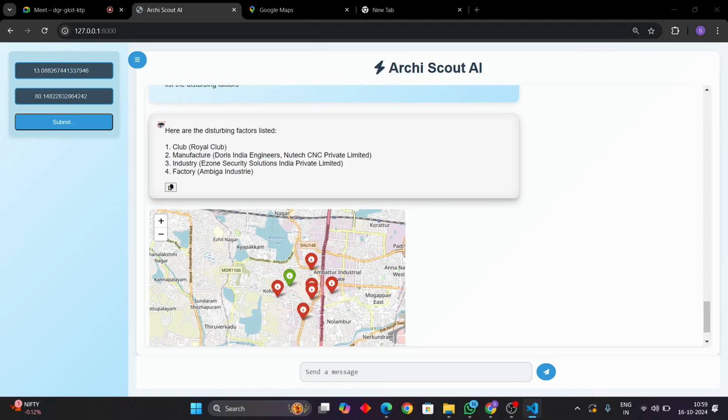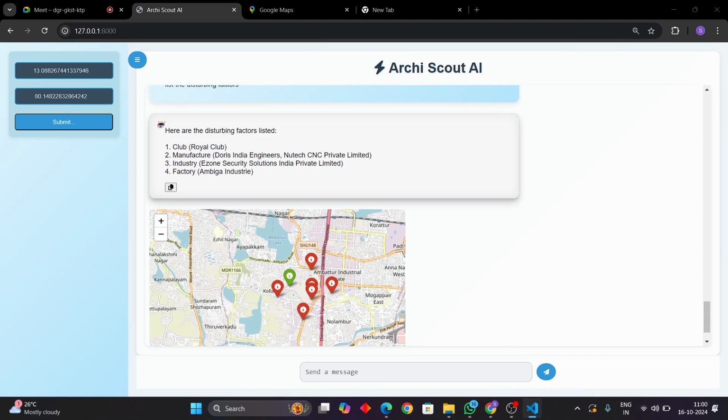So first, as the user has already inputted his latitude and longitude coordinates, we would be passing it to a function. What this function would do is identify all the places near that particular user's coordinate, say, for example, within 5 kilometers. It would generate a list of all the places that are within this radius of 5 kilometers. And to determine the disturbing factors, we have used two models called fuzzy as well as spaCy.